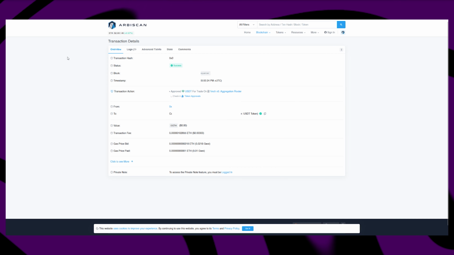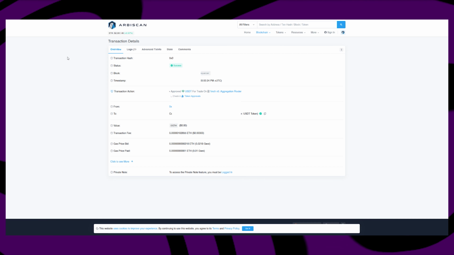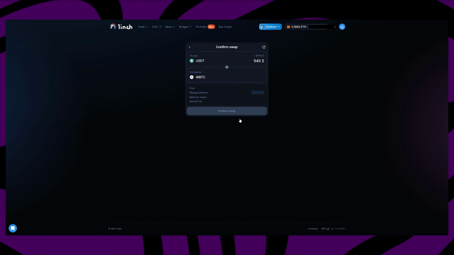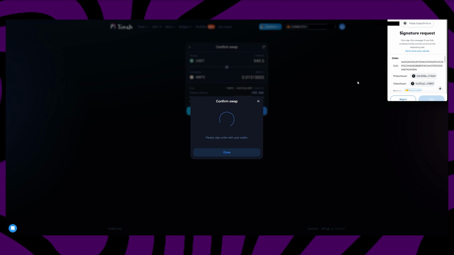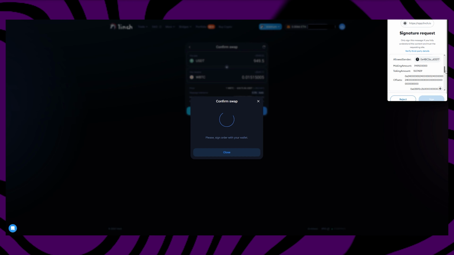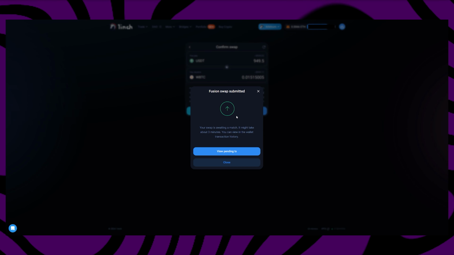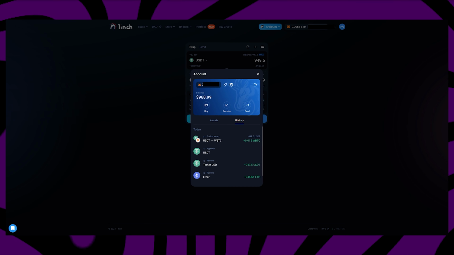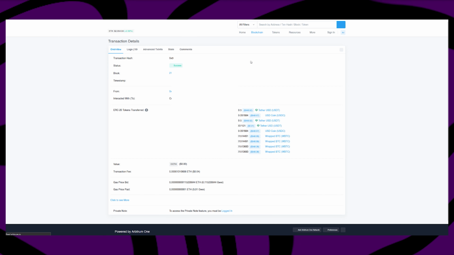After confirming the swap, we can easily track the process in the Arbitrum Explorer. We now see $948 worth of wrapped BTC in our Arbitrum wallet. With this, the possibilities for DeFi activities are wide open.